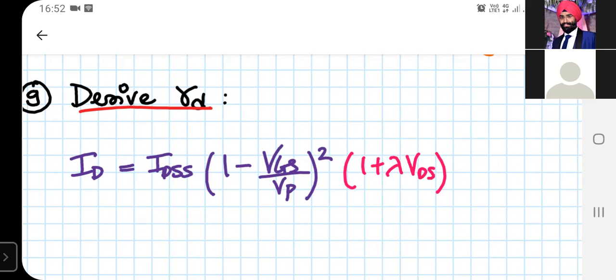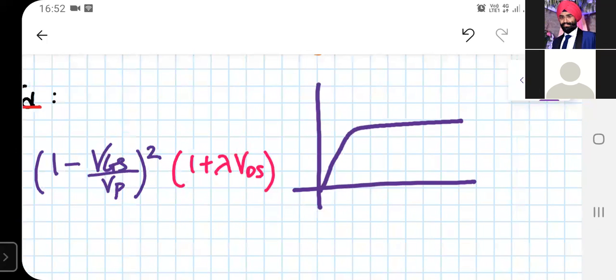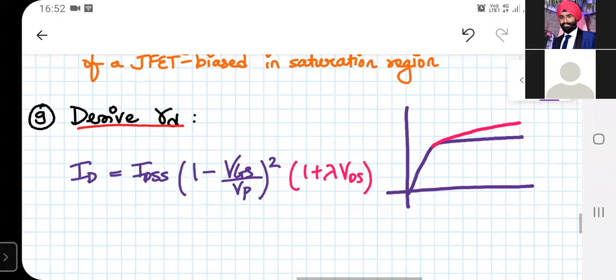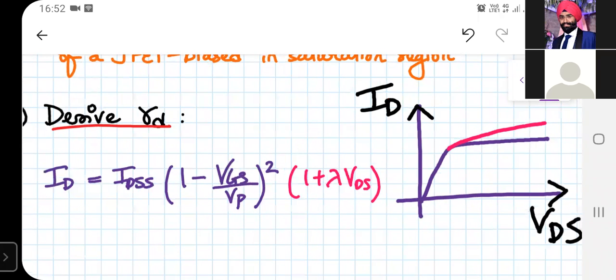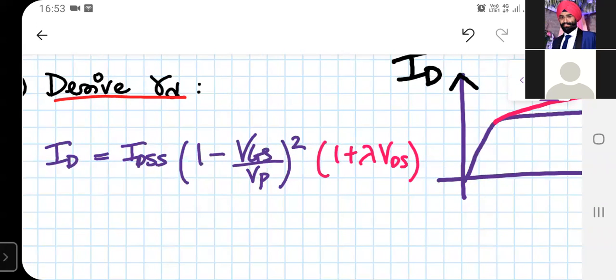You will say, sir, why is there a term 1 plus lambda VDS? See, this equation supports this graph, and this additional term accounts for this change. This is your VDS versus ID graph. The purple color equation predicts that the current is a straight line, I mean, a constant independent of VDS. But this pink color line means that ID is increasing with increasing VDS, and that is accounted for by this expression, where lambda is the channel length modulation parameter. We will discuss that. It is not so much of concern over here. Right now, you just concentrate on this.